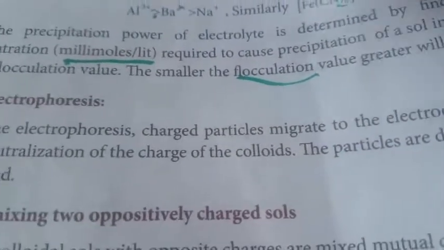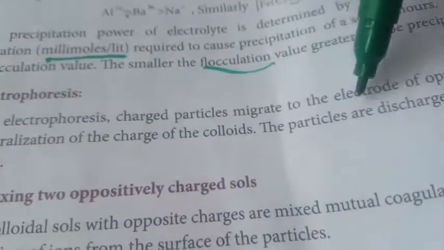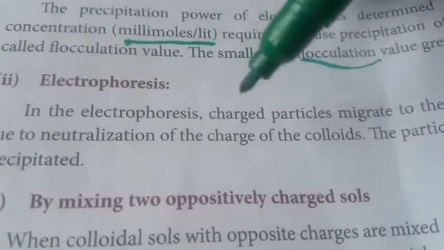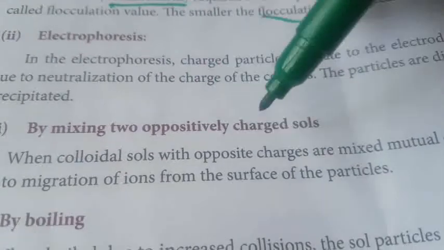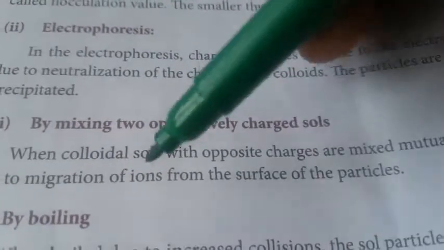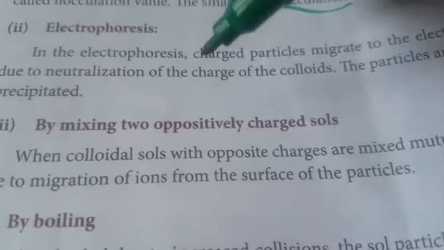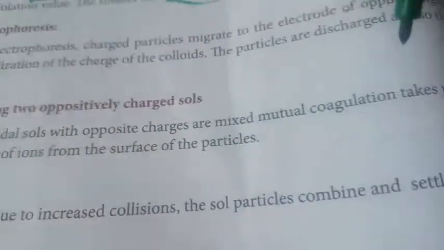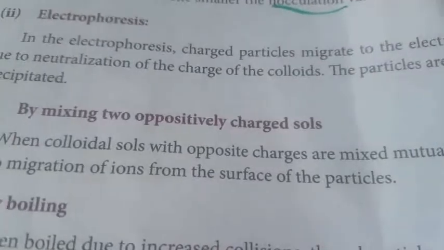Okay? Next, electrophoresis. What is electrophoresis? The charged particle migrates to the electrode. As I said earlier, a charged particle moving to the respective electrode, anode, is called electrophoresis. Next one is by mixing two oppositely charged salts. If we add opposite charges on both sides, it will also precipitate. Next, boiling point. Due to the increased collision, the salt particles combine and settle down. So the salt particles combine and settle.